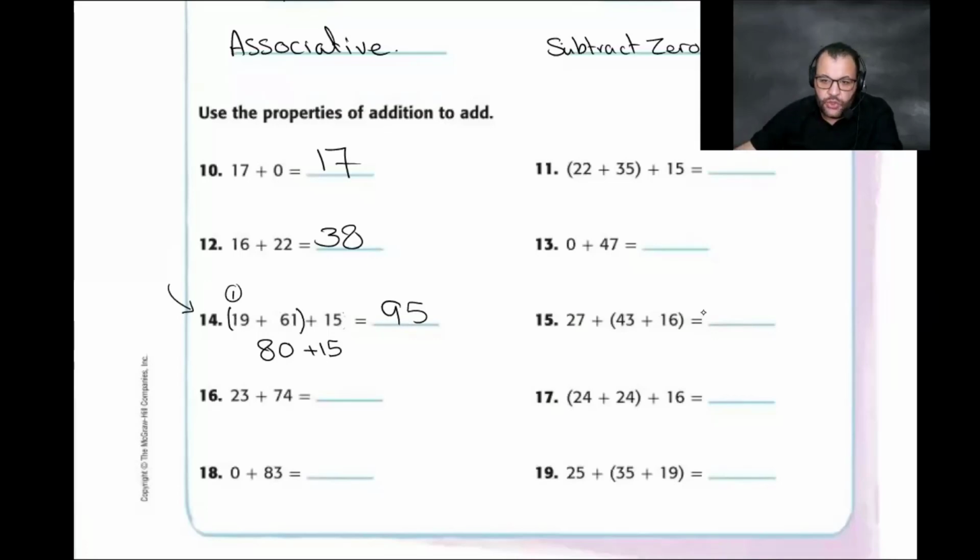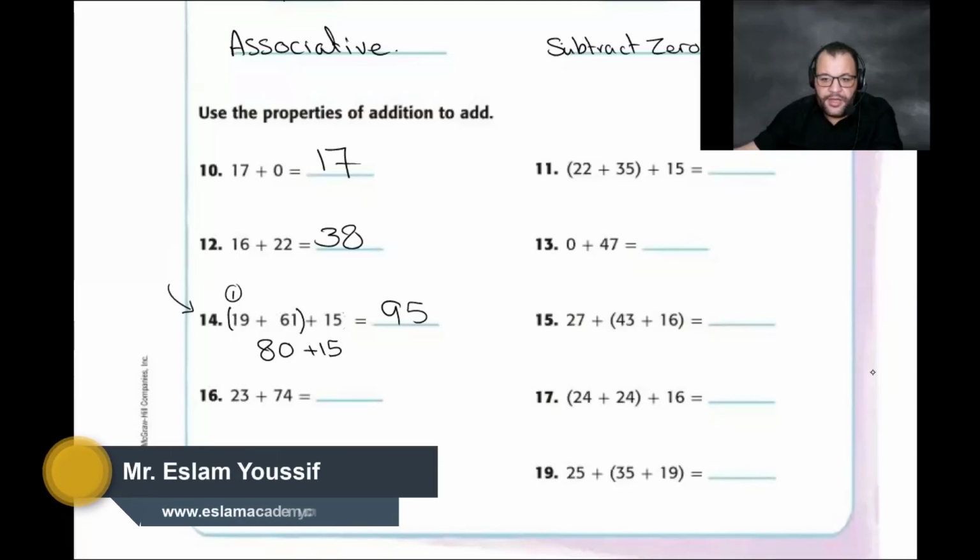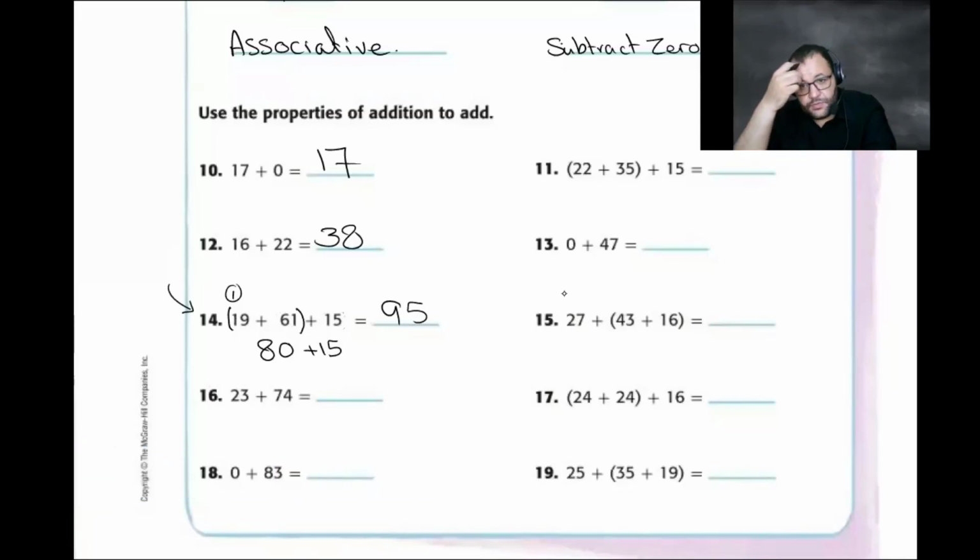Okay, thanks. So we need to solve question number 16. Abdurrahman, question number 16. 23 plus 74 equals 97. Yes, thanks. Question number 18. Muhammad Zikwan. What is the answer for 18? 83, because 0 plus any number is equal to that number, 83.